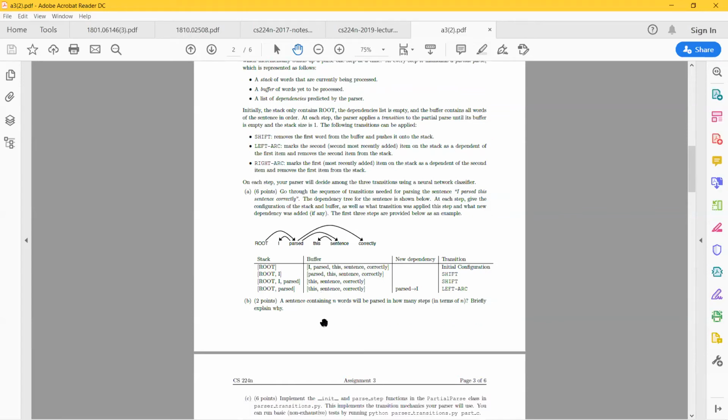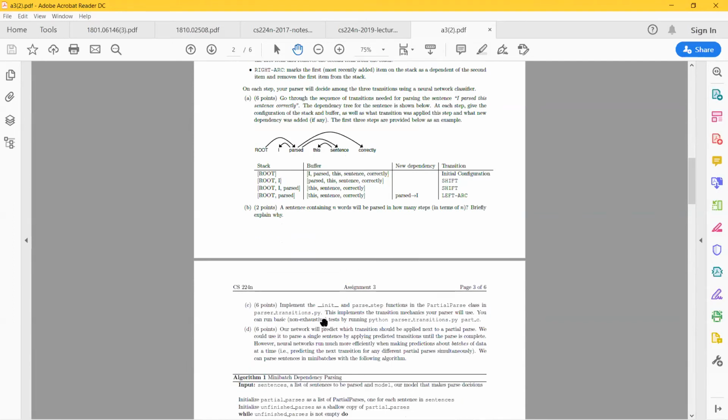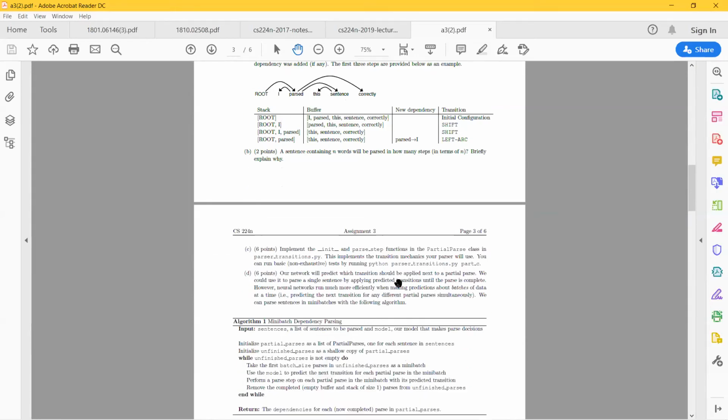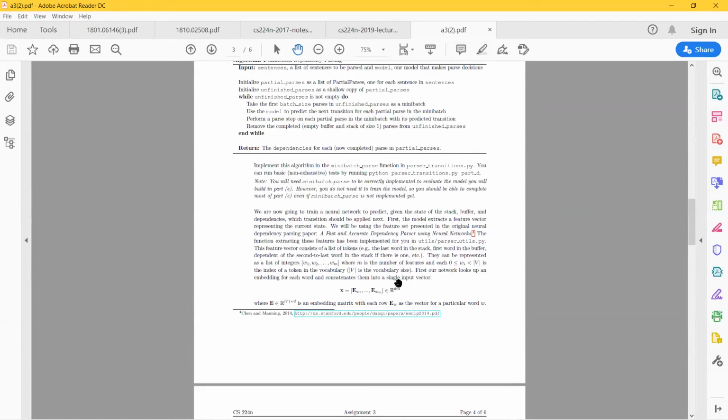So it just continues like that. Next, this will get taken from the buffer and put into the stack. At that point you would compare parsed and this and decide whatever the dependency is, which I think is that this is a dependent of parsed. So that gets moved into the dependency list, and you just continue like that. And yeah, the arrows are at the top on the sentence.